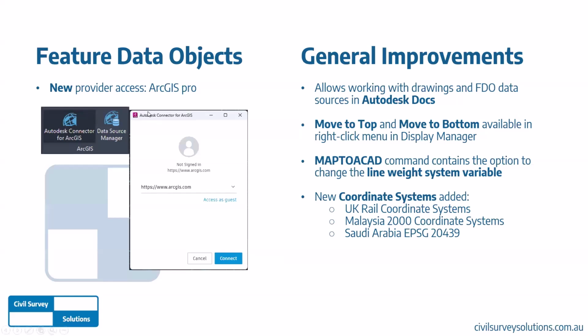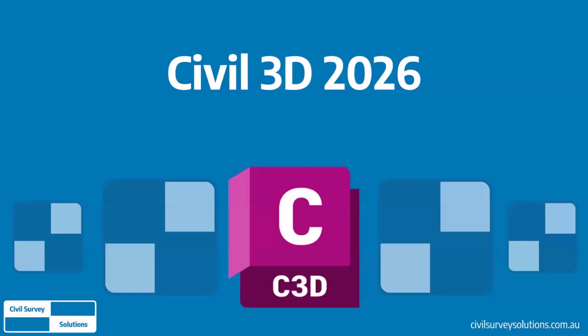When you convert from map to an AutoCAD, you've now got the option to change your line weight when you're running that command rather than needing to do that beforehand. And there's also been 3 new coordinate systems added, so for the UK, Malaysia, and Saudi Arabia, if you're in any of those locations. So now I'm going to hand over to Todd, and he's going to show you a little bit about Civil 3D.